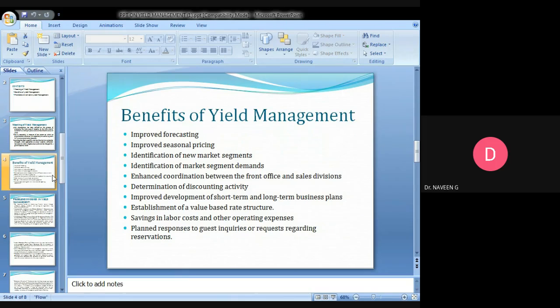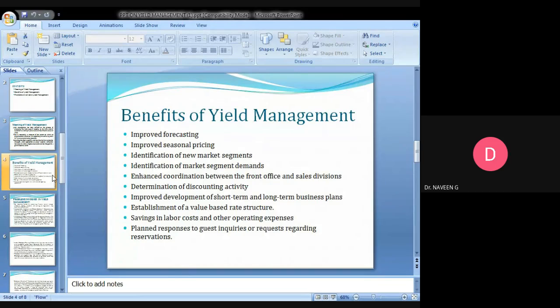Or if you take hotels, the receptionist will be there. They are called front office employees. So they will guide you, they will suggest to you about the price, the quotation, the rooms and all availability. So the front office employees will always help the customer, giving suggestions about the price, quality or availability. Okay, so all this is because of yield management. So yield management will enhance coordination between front office and the sales division.